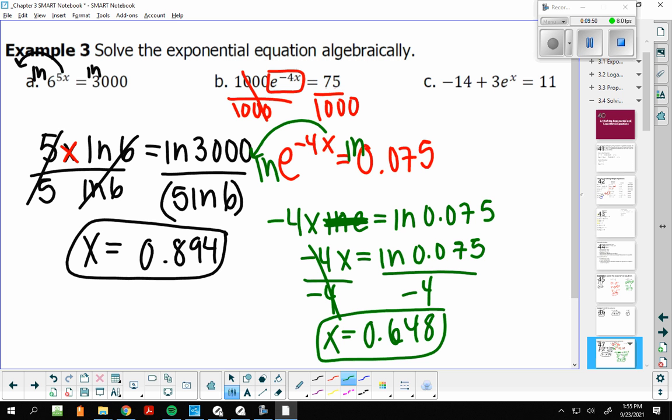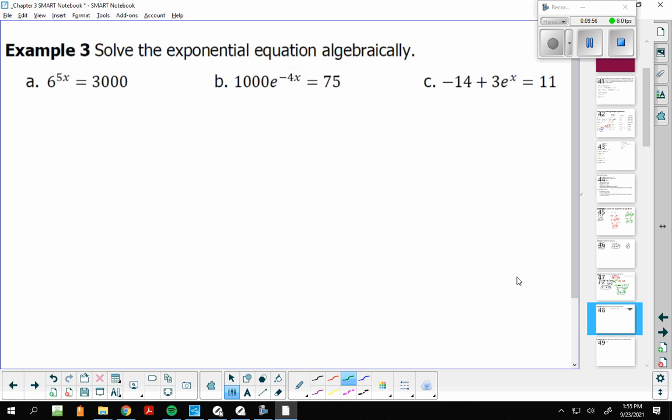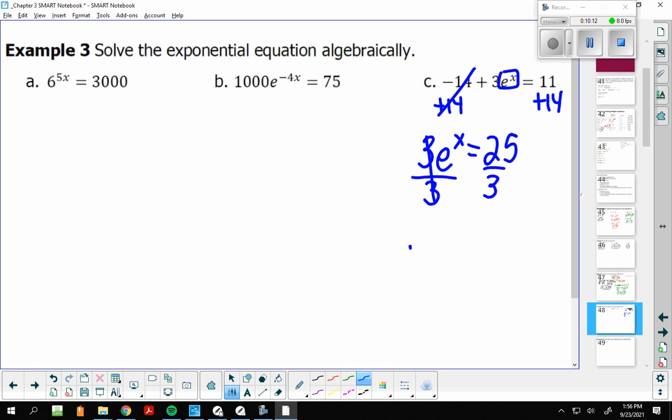And again, we probably didn't need 3 examples, but we're going to do it anyways. So C, we need to isolate the exponential part, so we're going to isolate e to the x power. So first I'm going to add the 14 over, and we get 3e to the x power equals 25. Then divide by 3, and now we have our exponential part simplified.